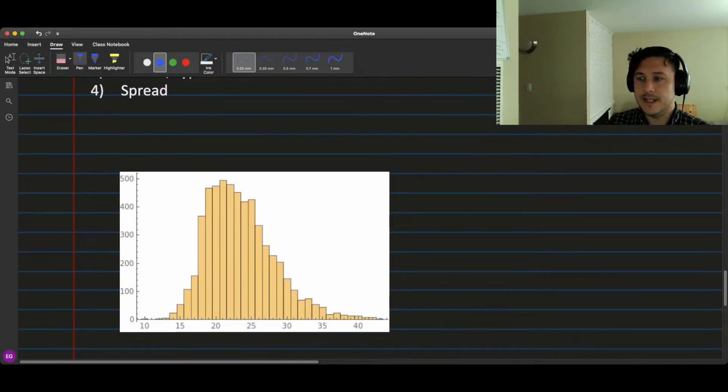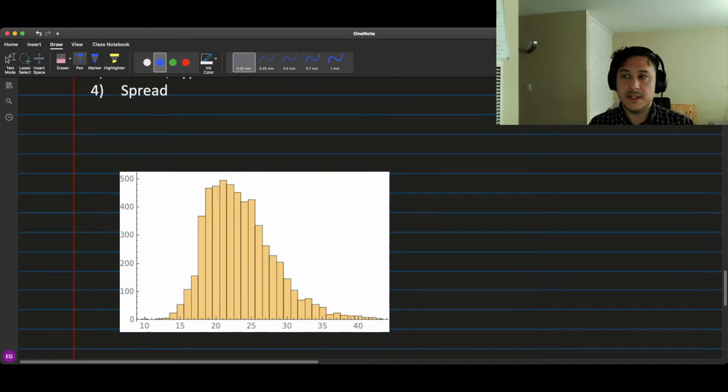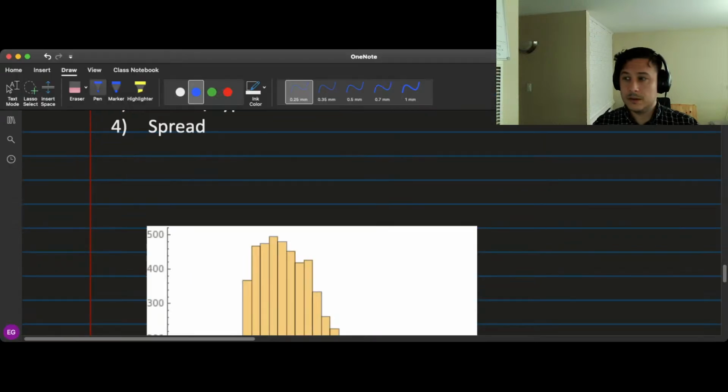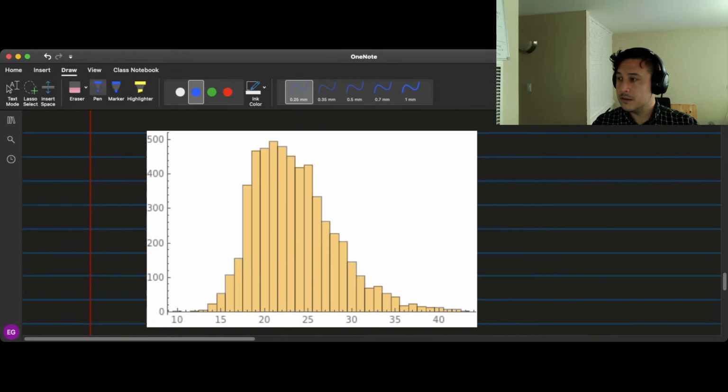Does everyone see the histogram in OneNote? I just want to know, is it showing up? Okay, cool. So here it is. I'm going to talk to you about how you look at the histogram to figure out what you need, the shape from it, basically. Sorry, I'm readjusting my screen.